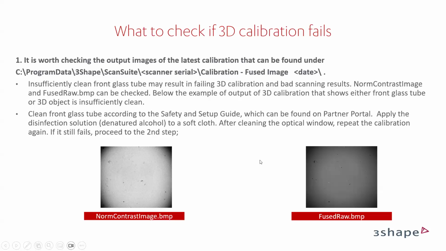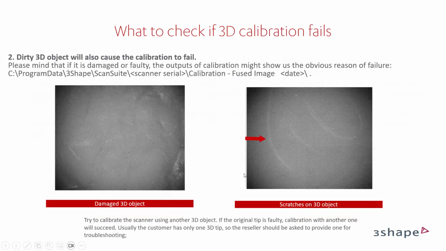So the first thing you need to do is clean the front tube glass using the safety and setup guide that you may find on the Partner Portal website, and apply a disinfection solution like denatured alcohol with a soft cloth. Another thing you may find is that a dirty 3D object will also cause the calibration to fail.